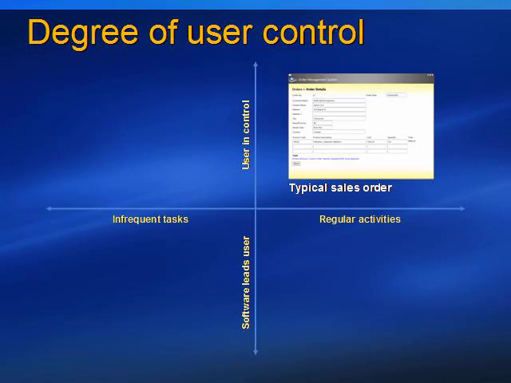What do we mean by this? One way of looking at it is who's in the driver's seat. Is it the application that's taking the lead, and you're giving it a little bit of direction, but mostly it's the one who's driving? Or has the application put you in the driver's seat? In the case of our typical sales order, someone's in this product so much, it's a regular activity, and they want to be in control of it because they know what they're doing.